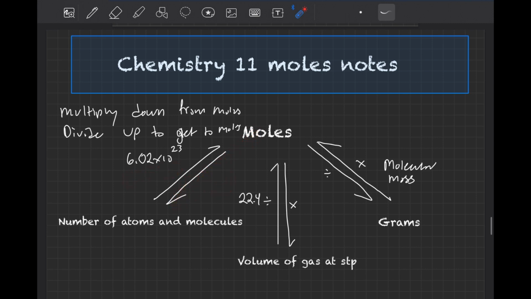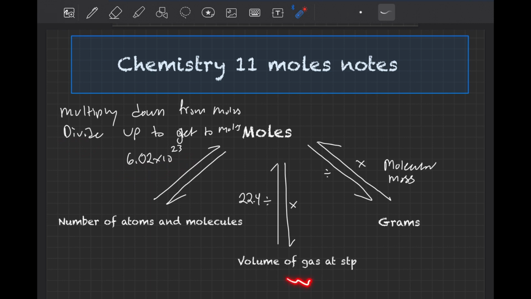If we're at moles and we're trying to figure out the volume of a gas at STP, then we're going to multiply by 22.4, which is how many liters of gas there are at STP, standard temperature and pressure. And if we're at moles and we're trying to figure out how many grams of the substance we have, we are going to multiply by the molar mass. And if we're trying to get to moles, if we've already figured out or we're given how many atoms or molecules we have, we are going to divide. So we are going to divide by 6.02 times 10 to the 23.